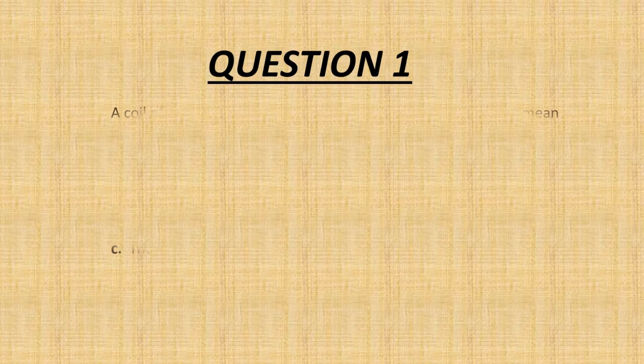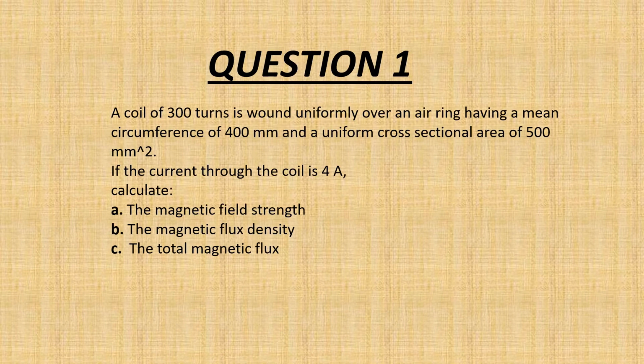Question 1. A coil of 300 turns is wound uniformly over an air ring having a mean circumference of 400 mm and a uniform cross-sectional area of 500 mm square. If the current through the coil is 4 ampere, calculate the magnetic field strength, the magnetic flux density, and also the magnetic flux.